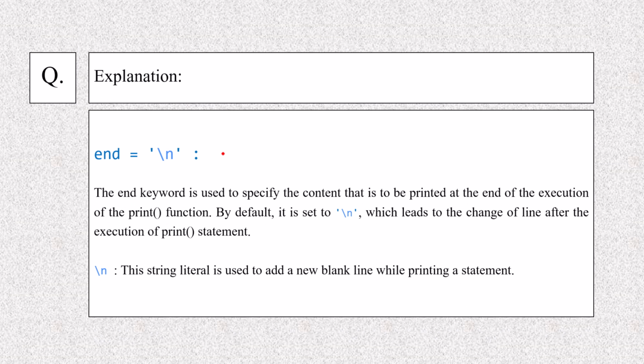In the print function, the end keyword is used to specify the content that is to be printed at the end of the execution of the print function. By default, it is set to \n, which leads to change of line after the execution of the print statement, and \n means this string literally is used to add a new blank line while printing a statement. So let me execute the code in the Jupyter Notebook, then I'll explain how it will actually work.